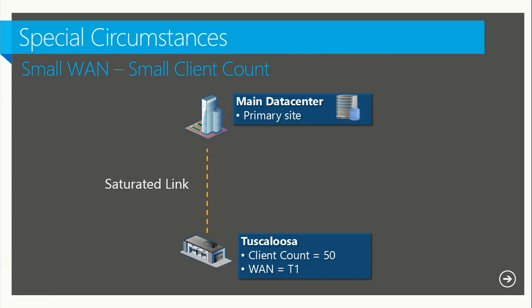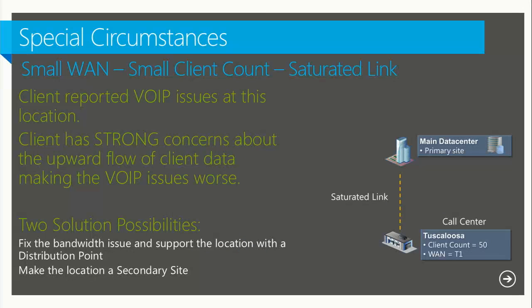That's problematic. Well, let's add one more thing to the equation. That's a call center with VoIP issues because of a saturated T1 link. That's problematic. In this situation, they had very strong concerns about that upward flow of client data creating more problems. The primary recommendation: fix the freaking bandwidth problem. You've already got a business problem. You've got a technical problem that's creating business issues. Your call center is having VoIP issues. Come on, a T1 for VoIP. Give me a break.